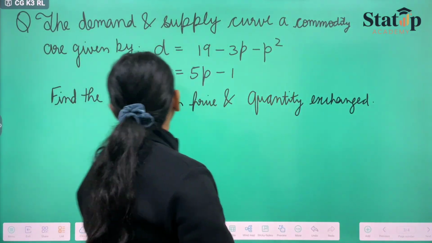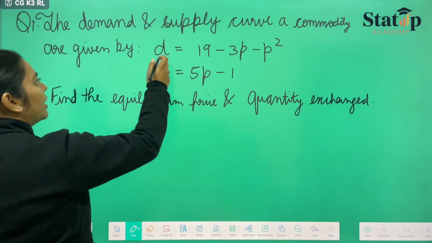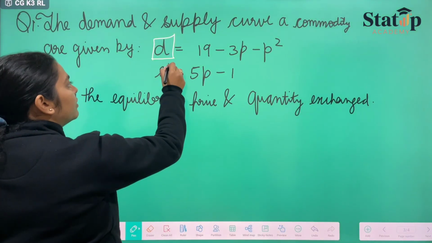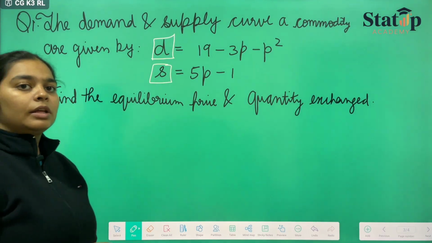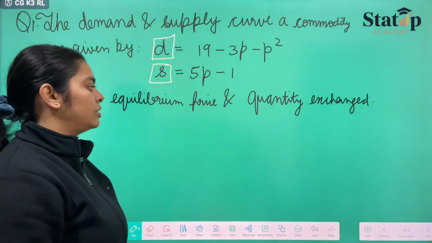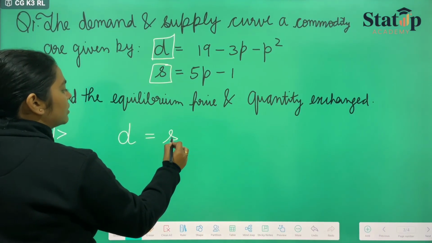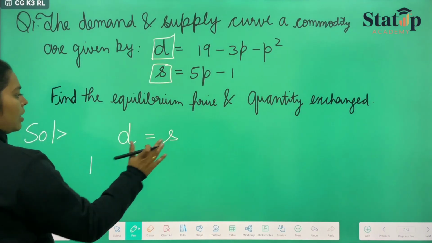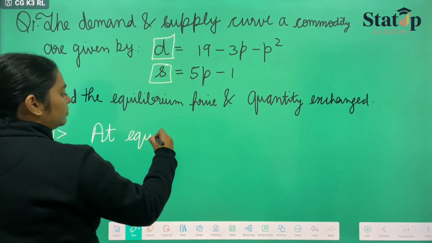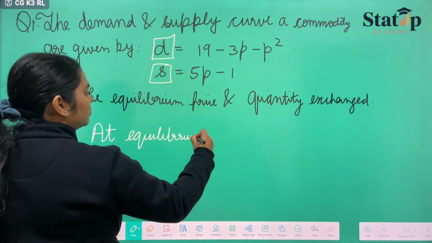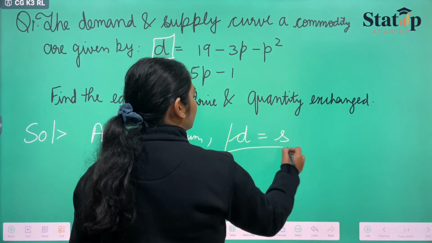So in the first question of ours, the question says that the demand and supply curve of a commodity have been provided, the equation of the demand curve and the equation of the supply curve. Find the equilibrium price. Now we know that the equilibrium price comes when demand is equal to supply. So solving this, at equilibrium, we know that demand function is equal to supply function.